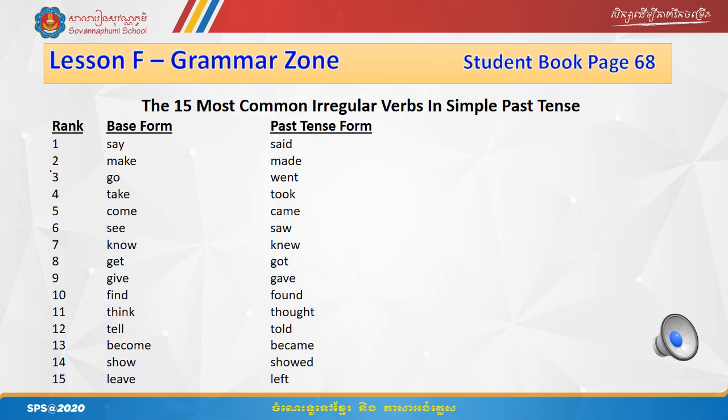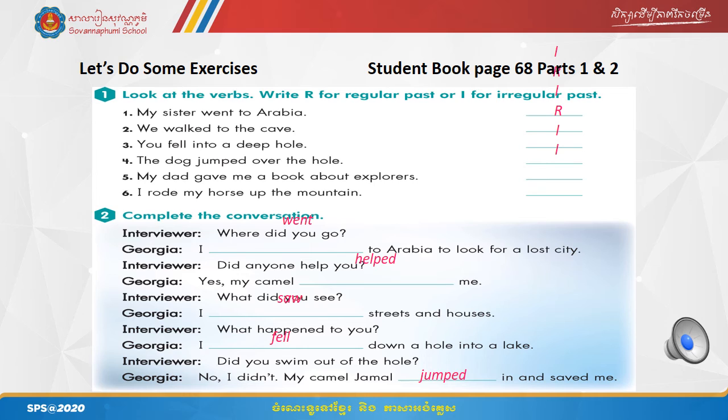Let's move on. Let's do some exercises. In our student book, page 68, parts 1 and 2. Please complete the exercises in your books. When you are finished, as always, take a picture of them and post it on your portfolio page in our Dojo classroom, or send it to me on our messenger page and I will post it for you. Okay, let's take a few minutes and do these exercises, and then we will move on.